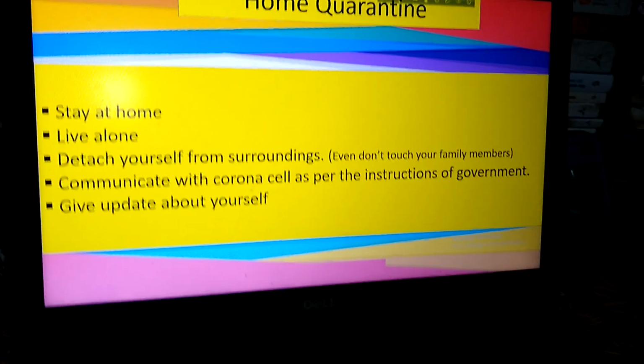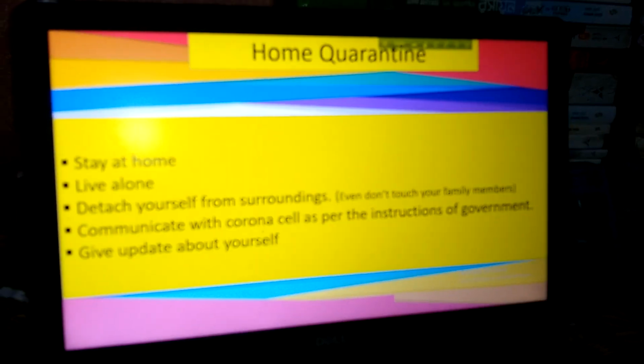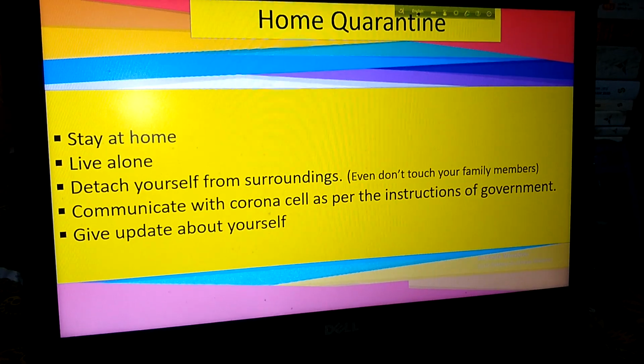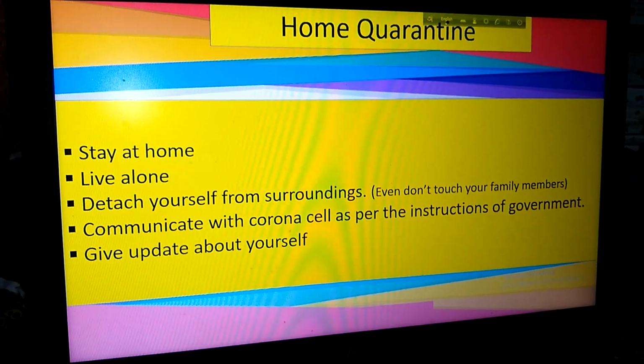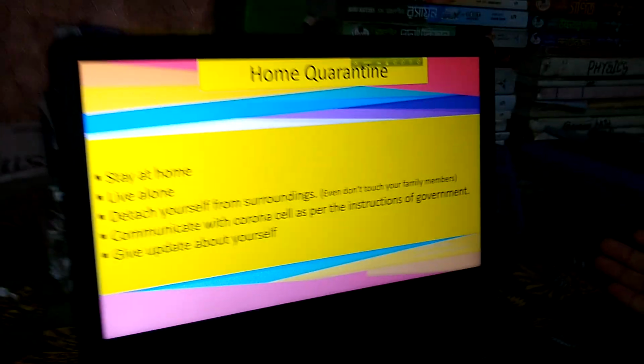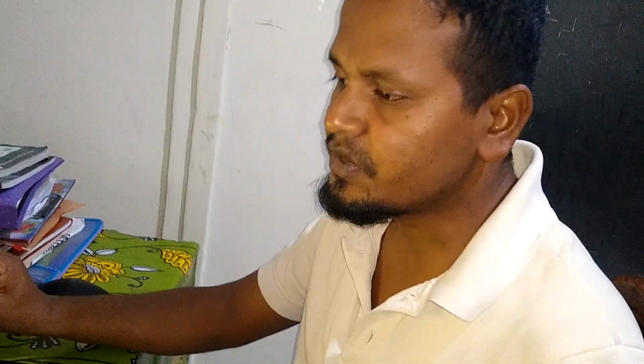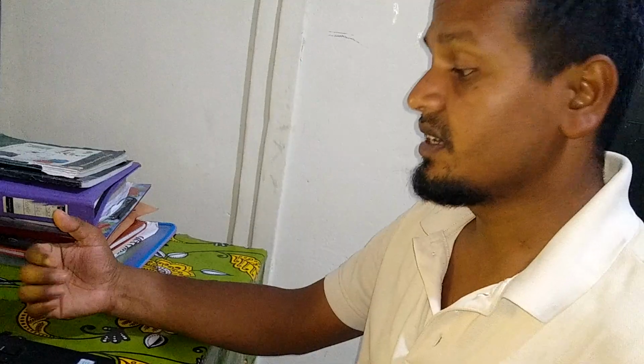Suppose you feel that you are affected by this virus, and you are feeling some symptoms of this virus, that means you have to detach from your family members also. You can live in a room, and you will not go outside, you stay inside the room, and you have to keep yourself safe, and your surroundings, your neighbors, your sons, your daughters, and other family members, and communicate with the corona cell as per the instructions of the government. Give updates about yourself. What is your body condition? What are you feeling? Don't hide anything.